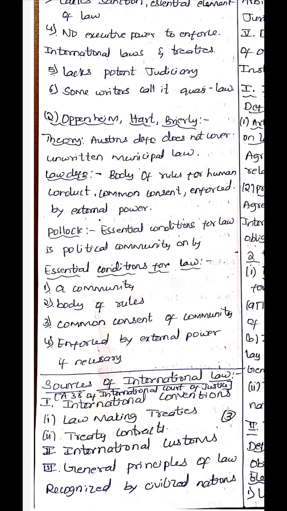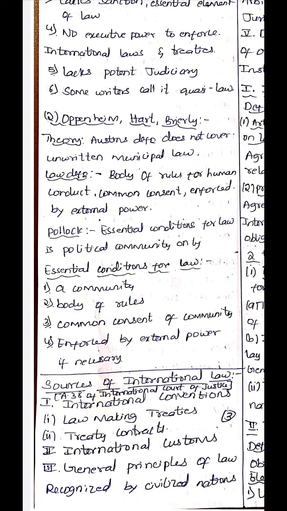Law definition. Oppenheim gave a definition for law. He says that it is a body of rules for human conduct with common consent enforced by external power. So, the definition of law is that it is a body of rules for human conduct, and humans should have given consent for it. And if humans don't obey it, then it can be enforced by external power.